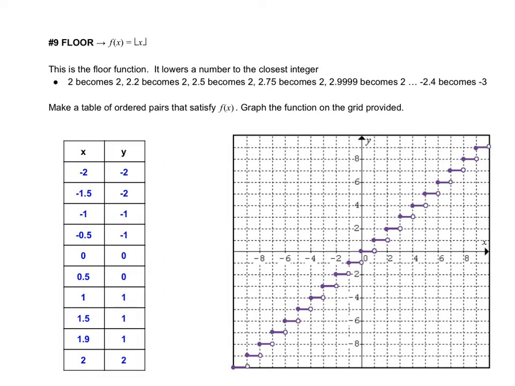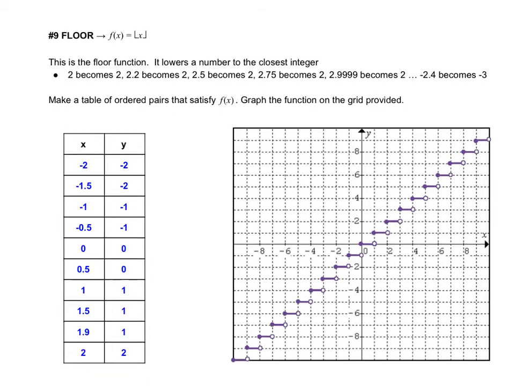So if we look at the table of values, to be honest, it's not the most helpful in drawing our graph, but I just put these values in so that you see that the values are dropped down. So -1.5 drops to -2. -0.5 drops down to -1. And then the positive values are a little more self-explanatory.